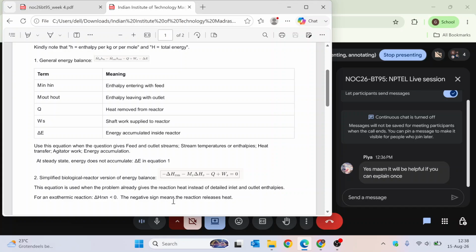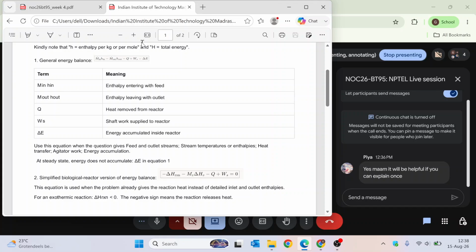So the question last week was regarding the energy balance, right? In energy balance, we have enthalpy as the main factor that we are considering. You must be aware of the notations: H is the enthalpy, and we generally use the small h in place of enthalpy per kilogram or per mole, which is specific enthalpy, whereas the capital H that we use is generally for the total energy.